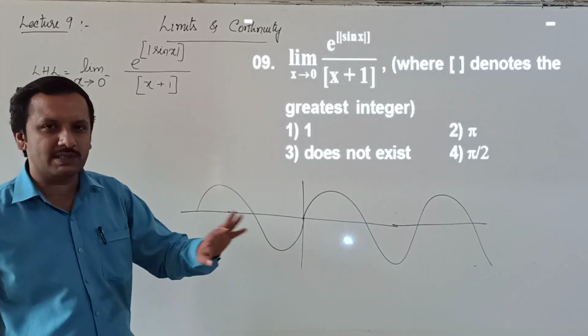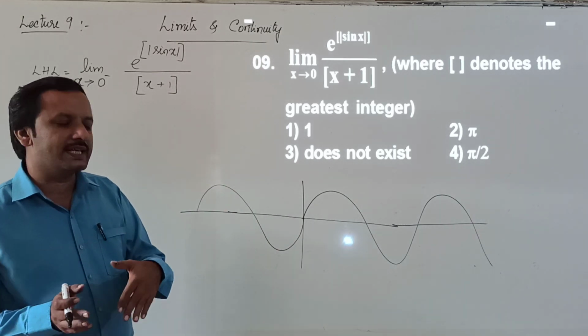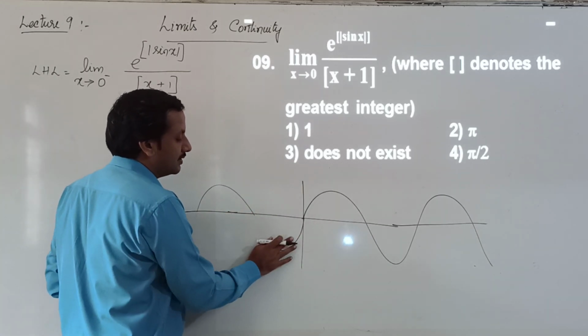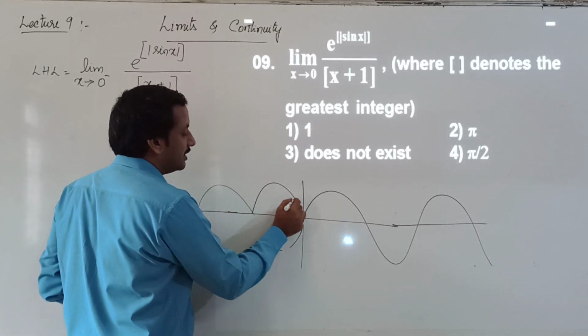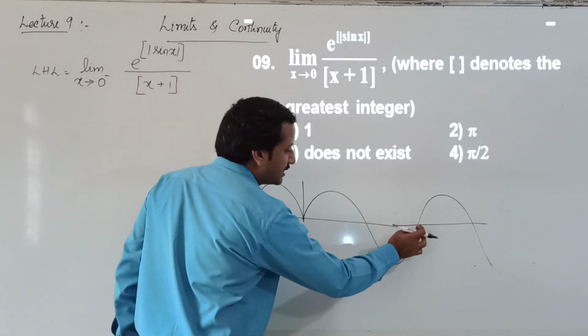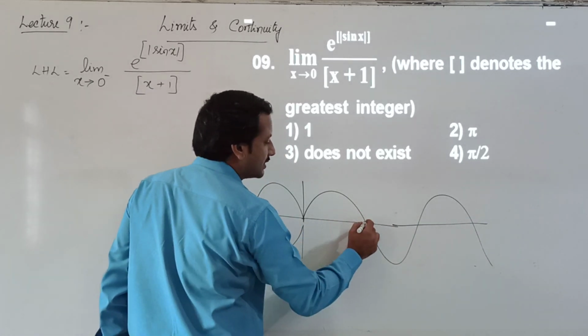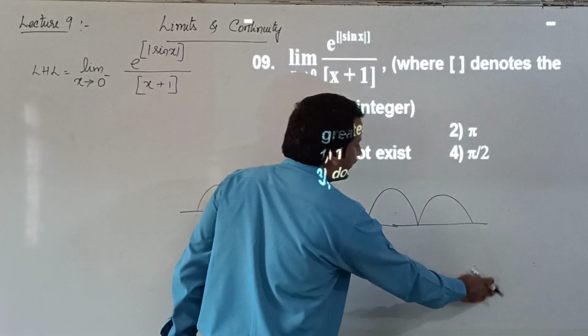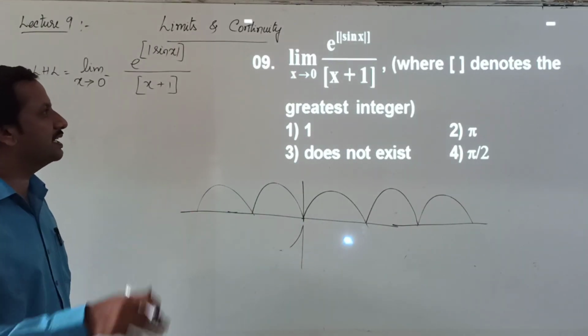This is the graph of sin x, right? Now I want to draw the graph of mod sin x. So draw the image of this with respect to the x-axis. Okay, so this is the image. Similarly for this, take its image with respect to the x-axis. So in this way, the graph will appear like this. This is the graph of mod sin x.